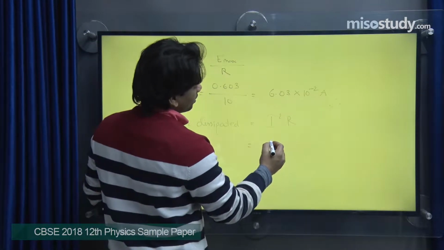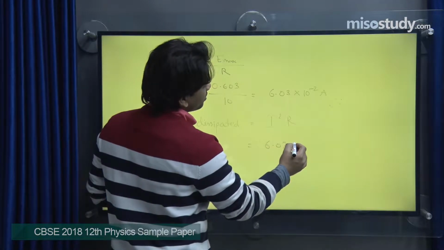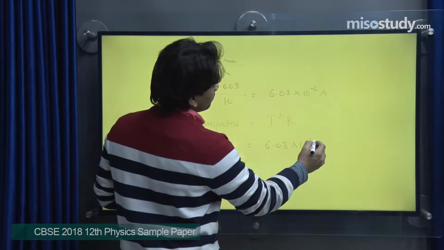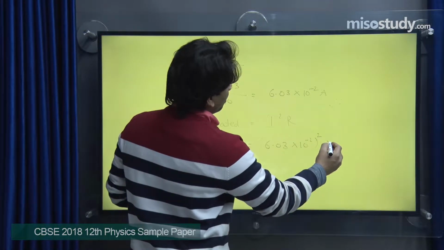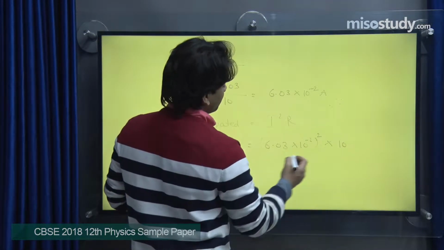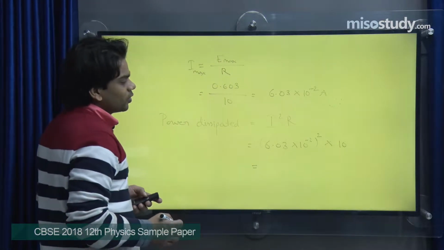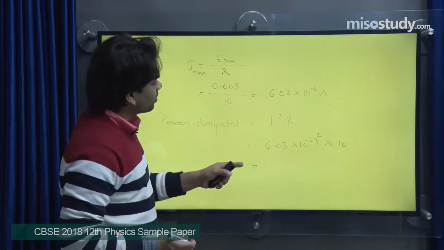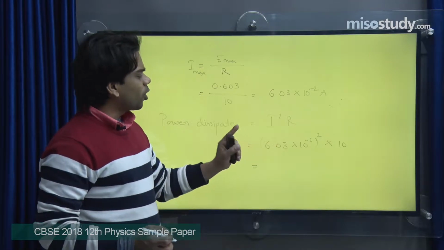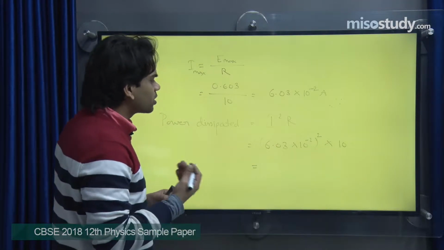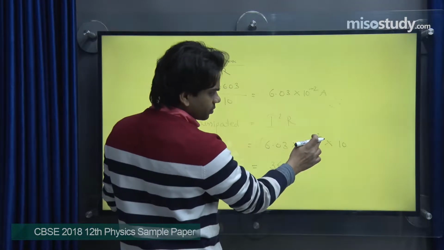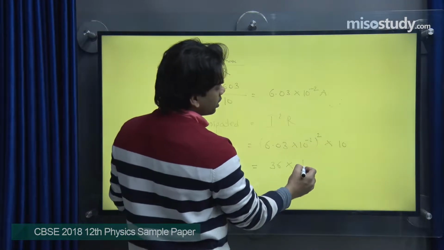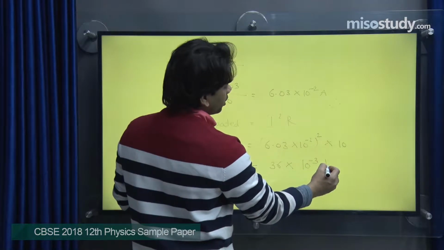Right here, then take the square of this, and then we have the value of R as 10. You can easily evaluate it. You will get 6 whole square, which is nearly 36. So I am writing here 36 into 10 to the power minus 4, and plus 1, 10 to the power minus 3 in watts.